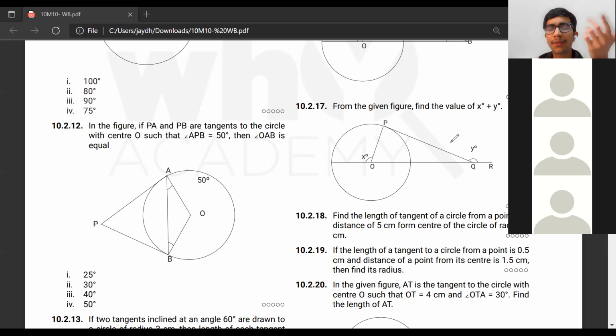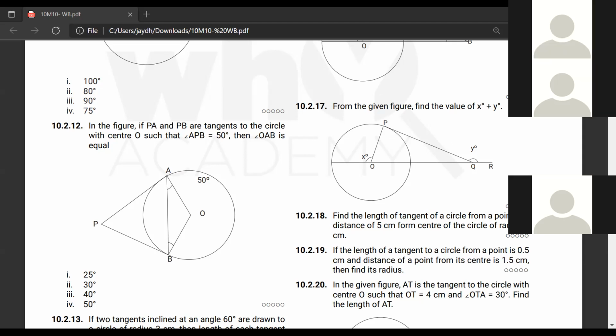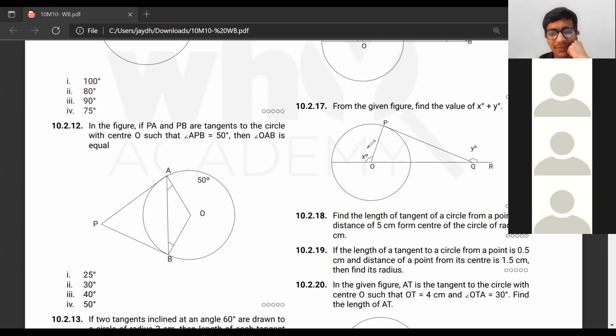Okay. Ritvik, can you explain your approach? That would be better then. I thought, because angle QPO is equal to 90 degrees, so angle POQ plus angle PQS is also 90 degrees. Okay, okay.